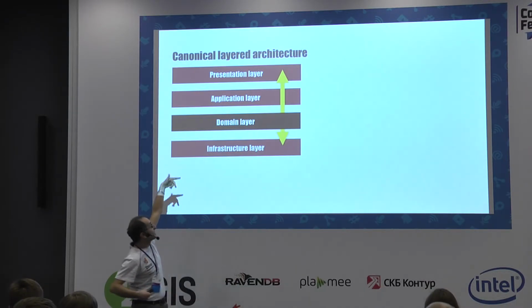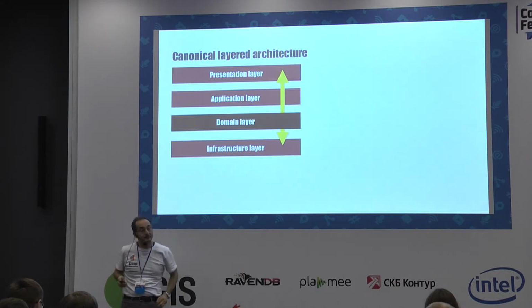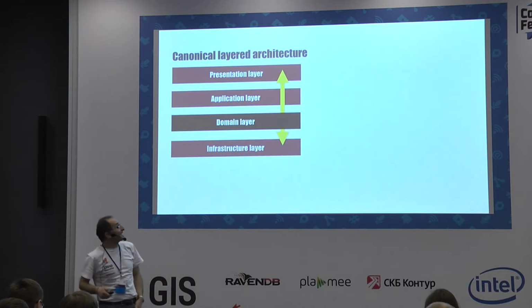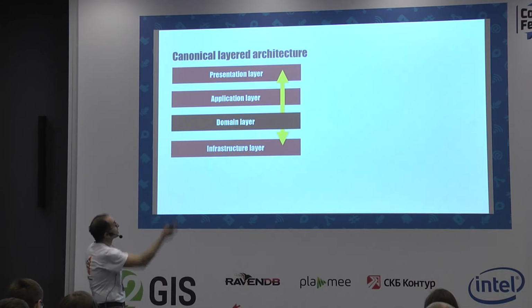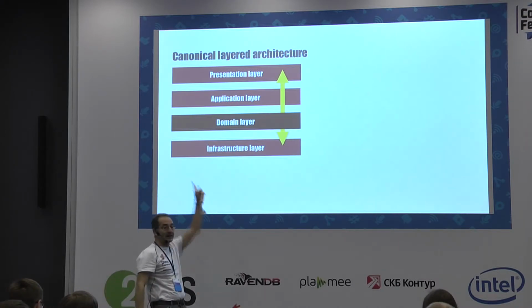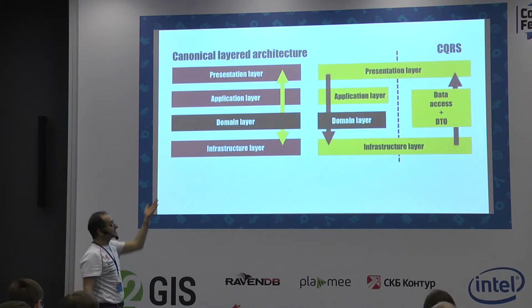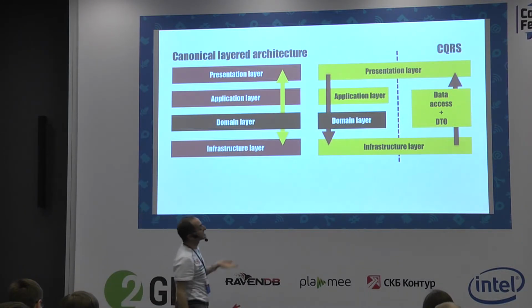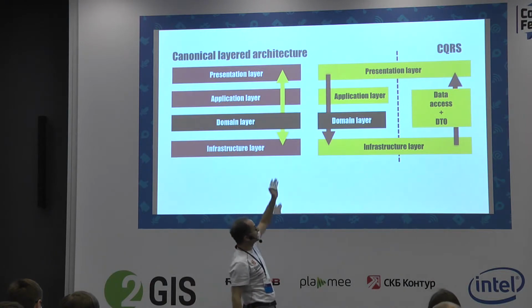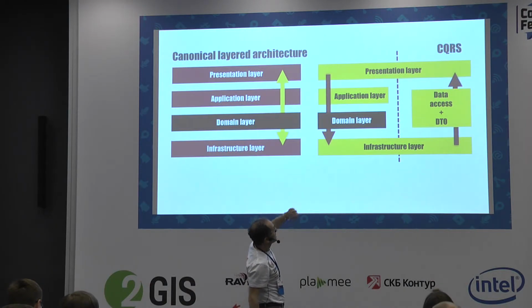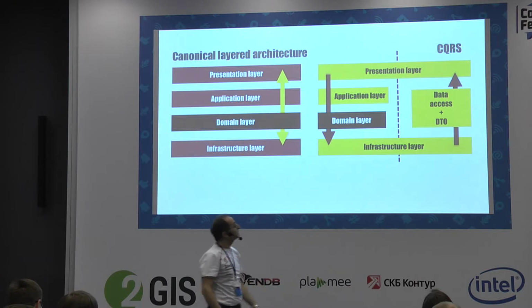The union of application and domain makes the business logic. And in the canonical layered architecture, we have just the 4 layers, and every task goes straight from presentation down to infrastructure and back for reading. What CQRS suggests we do is something slightly different. We still have a presentation layer. We still have an infrastructure layer.